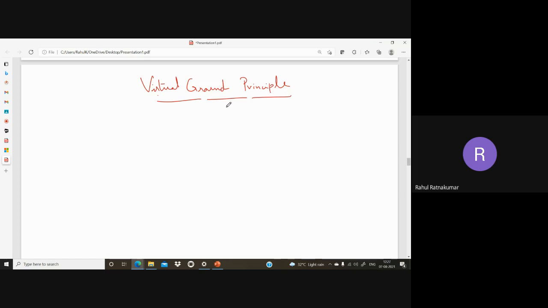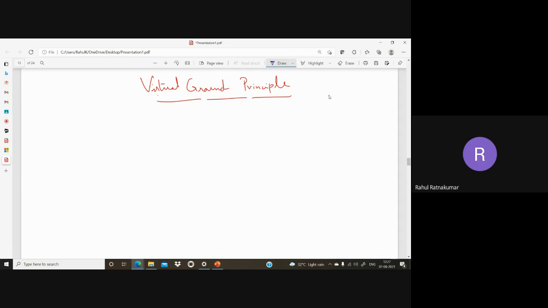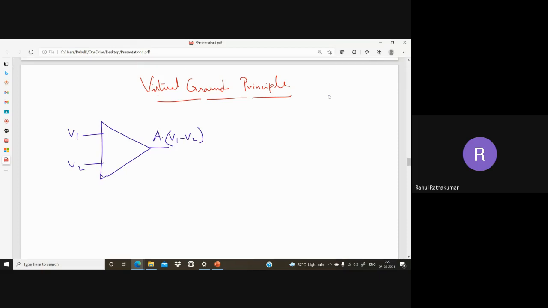This is very simple, but you should know this. So what this principle says is we have an op-amp with inputs V1 and V2, and the output is A into V1 minus V2. You know that. Ideally, this is my output. Why ideally? Because there are losses. Definitely there is a series resistance at the output, and I'll drop some voltage there, but ideally I need this much. So this is my output.